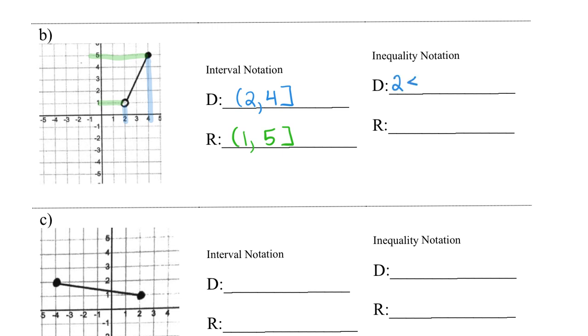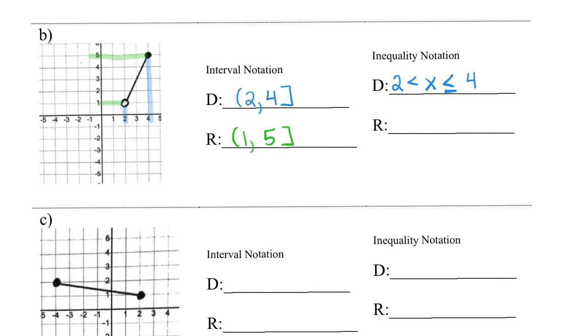2 is the lowest x value. The highest x value is 4. So this is going to go this way. Now the thing to be careful of, there's an open circle at 2, so I do less than. There's a closed circle at 4, so it's got to be less than or equal to 4. Okay, and this is the exact same as this.